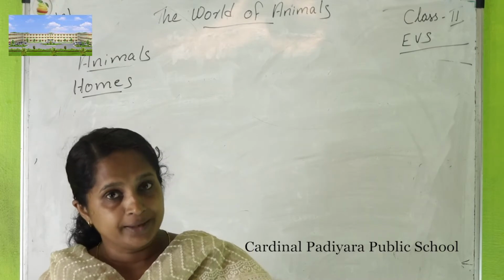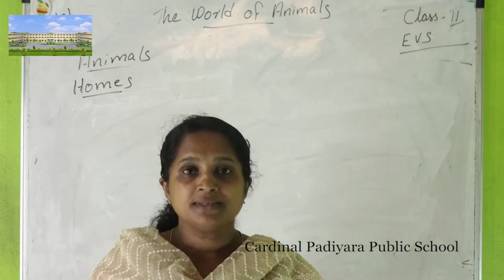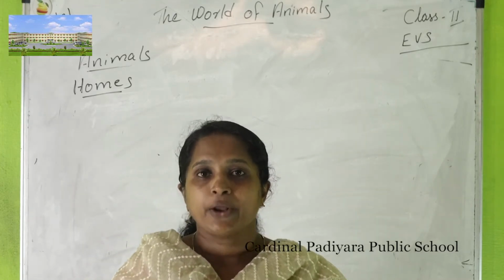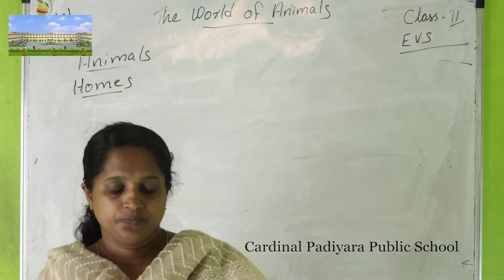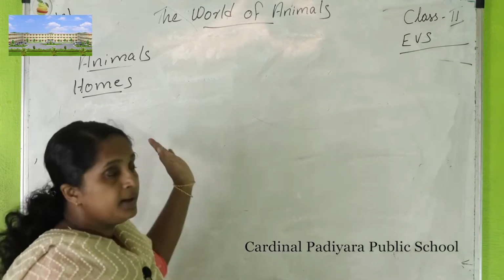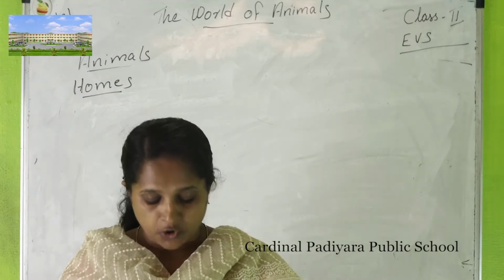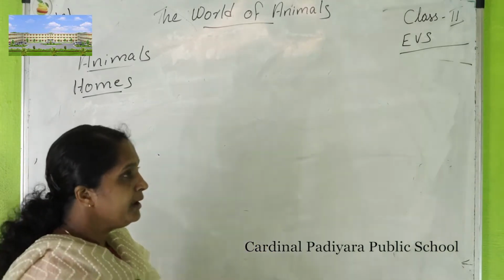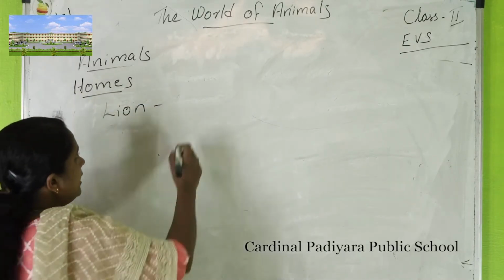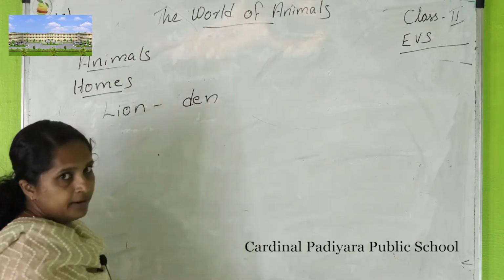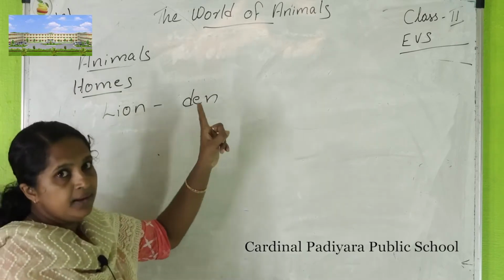Some animals build their shelters on their own. Let's see about animals' homes. For example, a lion's shelter is known as a den. D-E-N, den. Lion lives in a den.